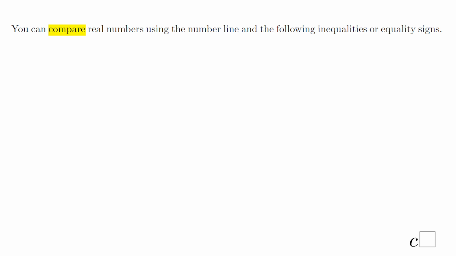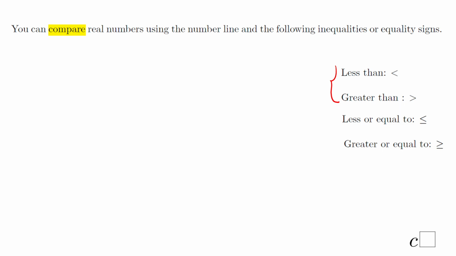My next topic will be to compare real numbers, and you can compare them using a number line and using inequalities, less than and greater than. This is the sign I will use for this next example, but I also want to be sure you know there are two signs that are very close to this: less than or equal to, you notice the equal sign here, and greater than or equal to.